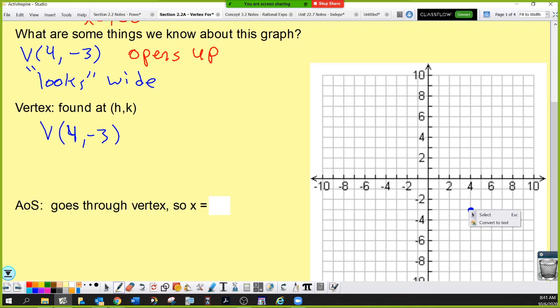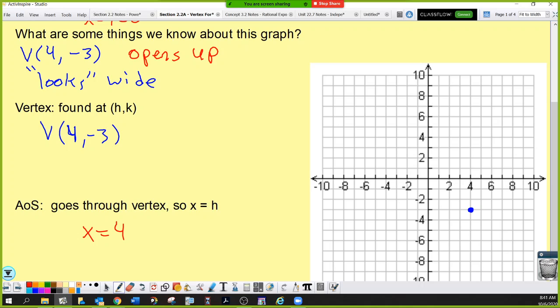If it goes right down the middle, what that tells you is that it's automatically going to go through the vertex because the vertex is right down the middle. So the axis of symmetry will always be x equals, and it will be the same x value as your vertex, which is h. So x equals whatever h equals. They have the exact same x value. The axis of symmetry has the exact same x value as the vertex. So for us, that means that x equals 4 is our axis of symmetry.